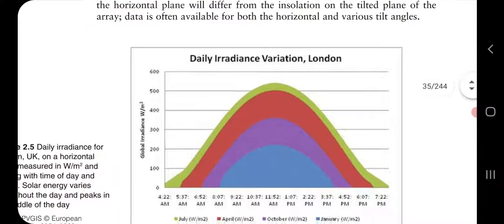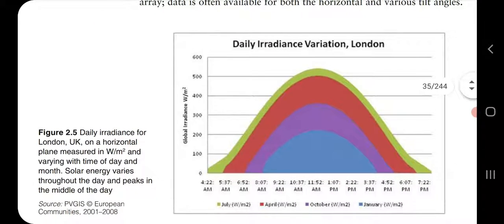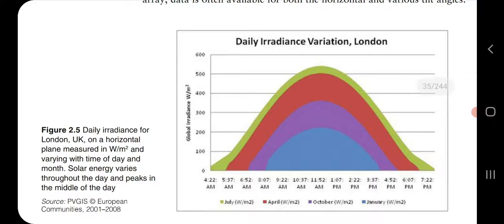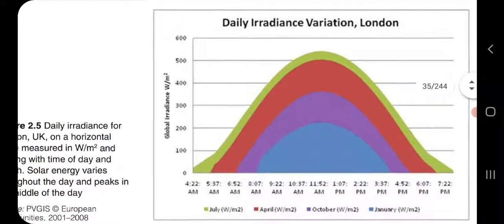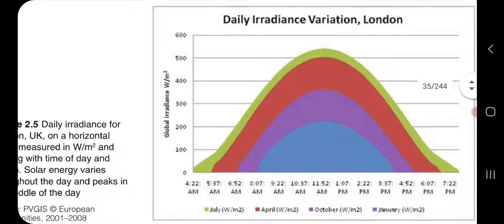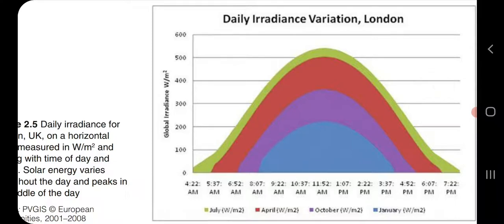Now in this one, a small observation has been done in London, and it is for a full day. If you see from morning till evening, the radiation absorbed goes on changing. But between 10 a.m. and 2 p.m., the amount of energy given by the sun is more.